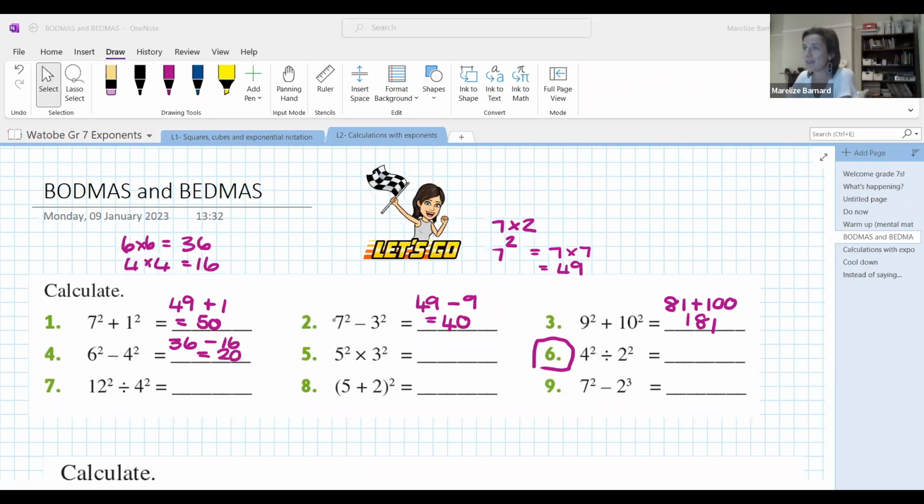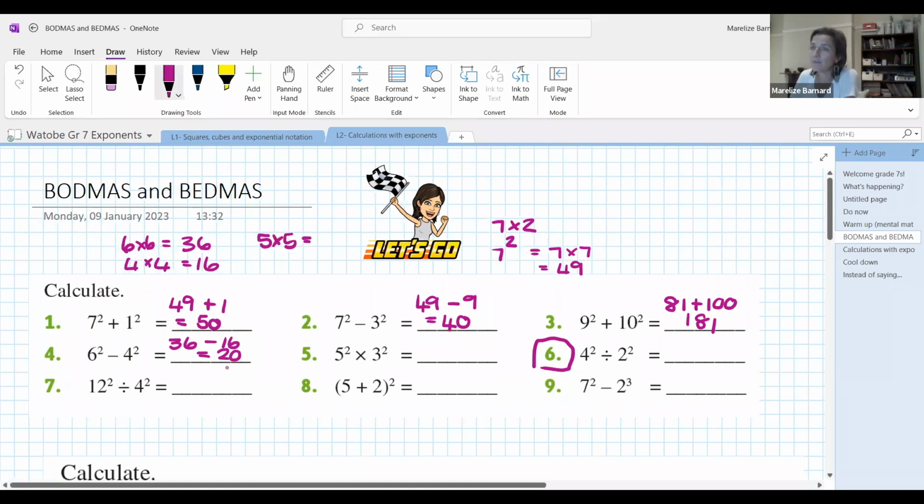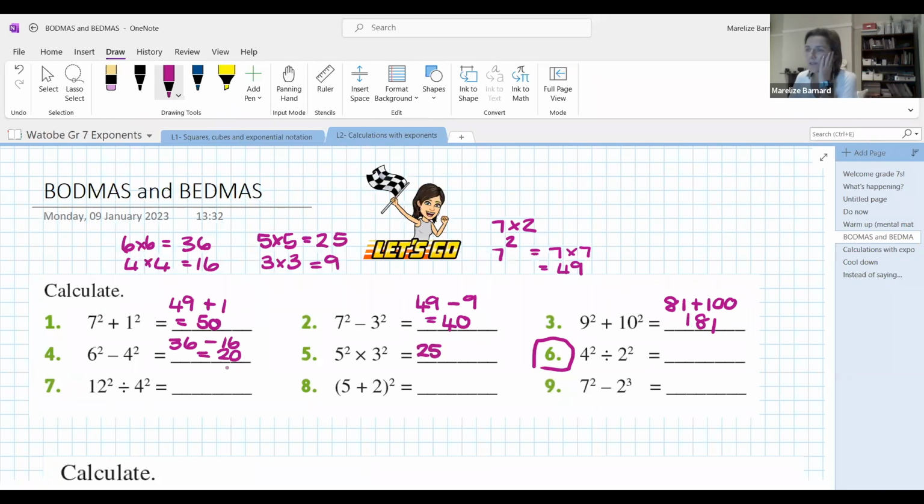So be specific. Okay, so this one is 5 squared. So 5 squared is 5 times 5. And you can even make a little note card for yourself with all of these on it. Like from 1 times 1, 2 times 2, 3 times 3, 4 times 4, all of those. Make a little note card and keep it with you. 3 times 3 is equal to 9. So 5 squared is 25 times by 9. And what do you get when you times 25 by 9?